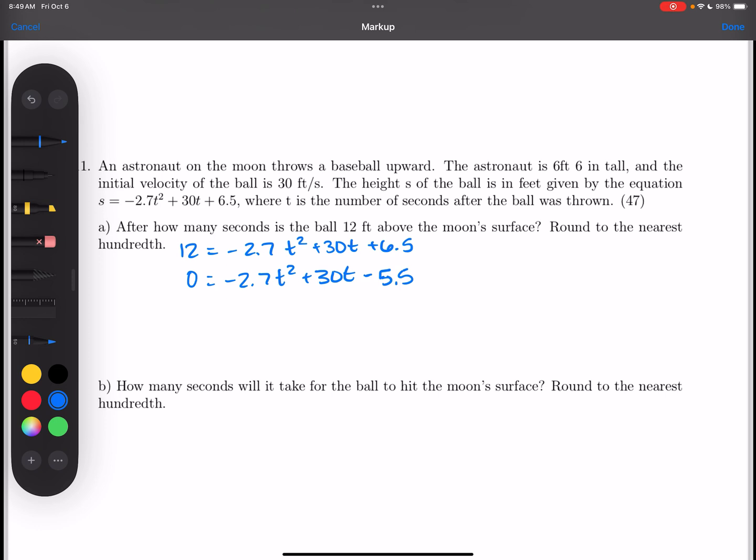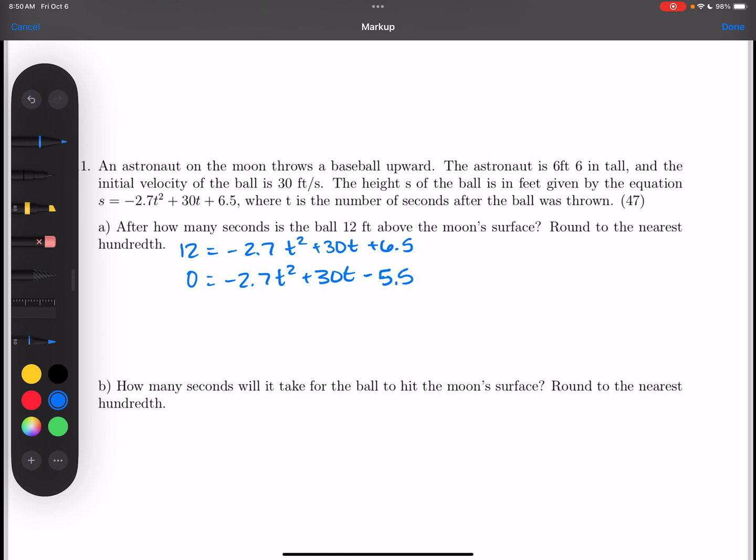So now I can't factor that because I know no factors of 2.7 and 5.5 multiplied together that give me 30. So any suggestions on another method I might use from the last section? Quadratic formula. Yep, quadratic formula.